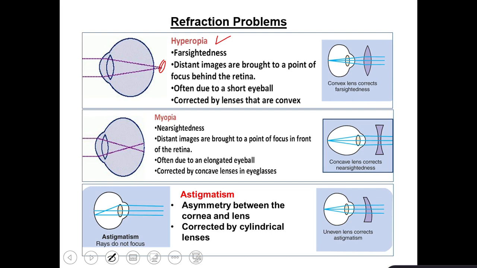The opposite condition is myopia or nearsighted vision. You are good when you see near objects, but you cannot see far away. You are nearsighted. This happens when the eyeball is too long and here the image goes in front of the retina of the eye. Astigmatism is a condition where there is asymmetry between the cornea and lens, so there is irregular refraction, and this leads to blurry vision.